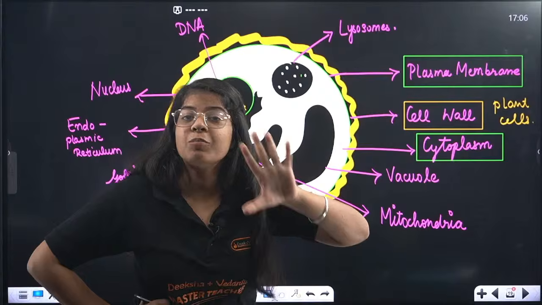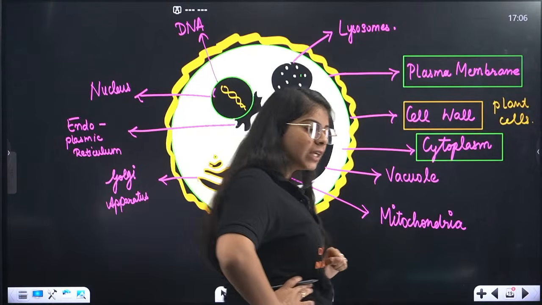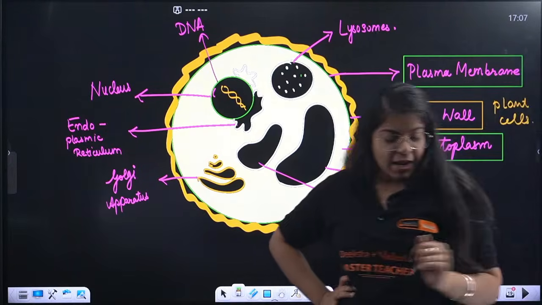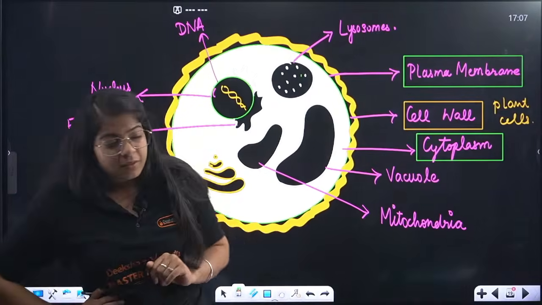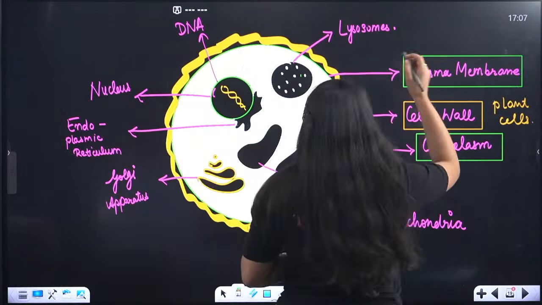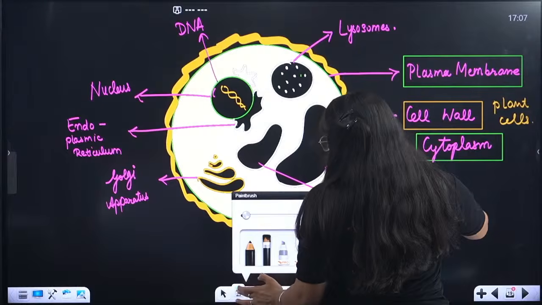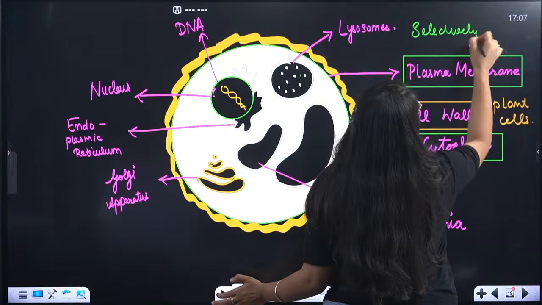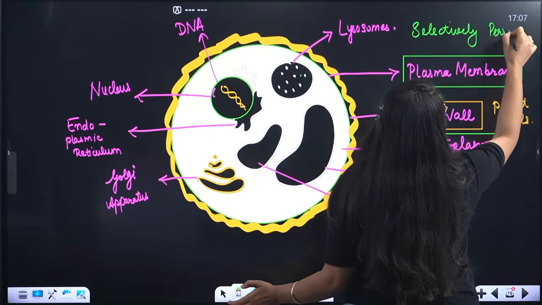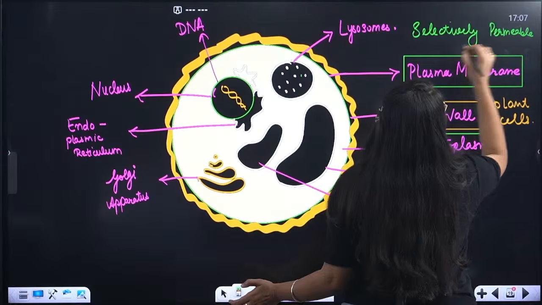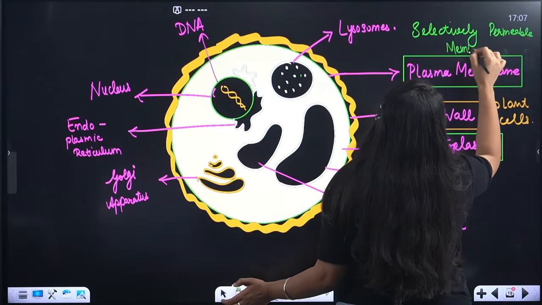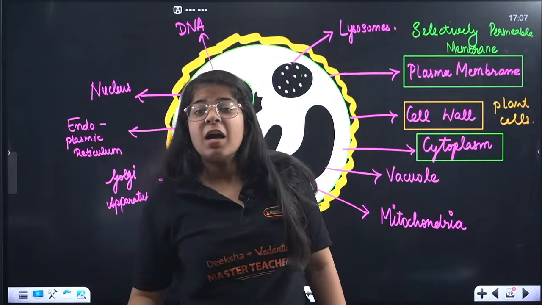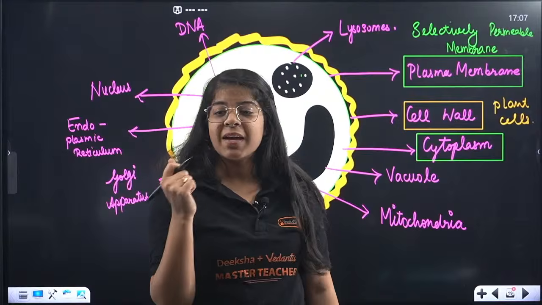This is also called by one more name. Can you tell me that? Plasma membrane is also called what? It's also called the selectively permeable membrane. Because it selects the food which it can let enter into the cell and exit out of the cell, right?